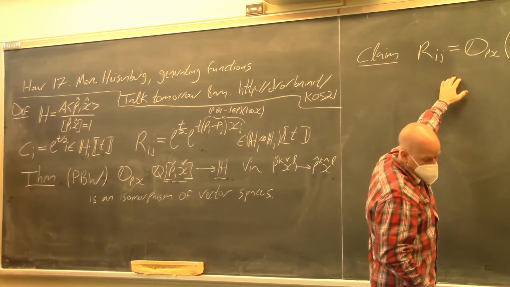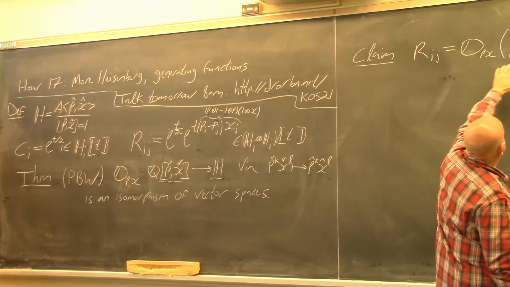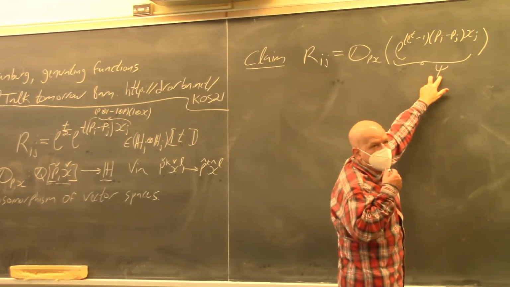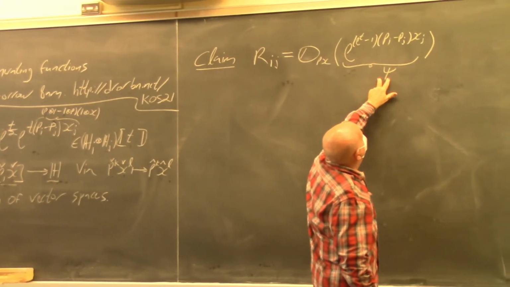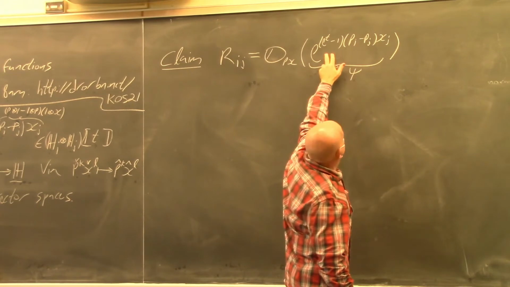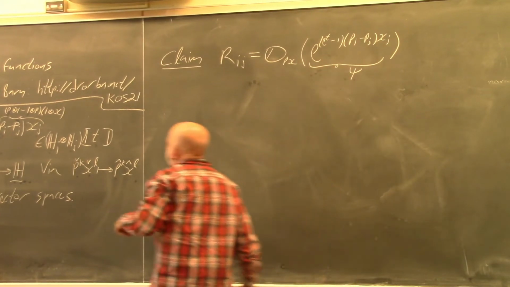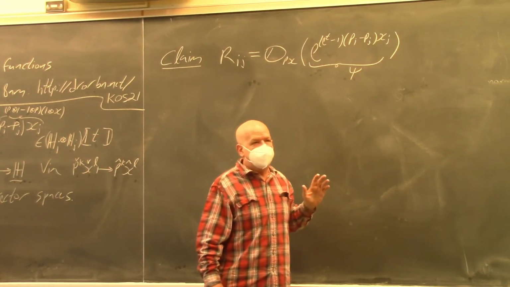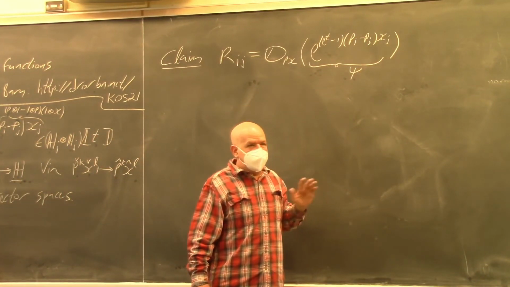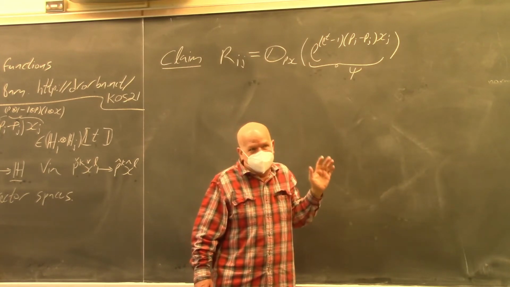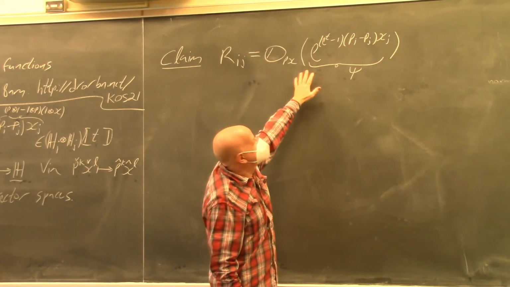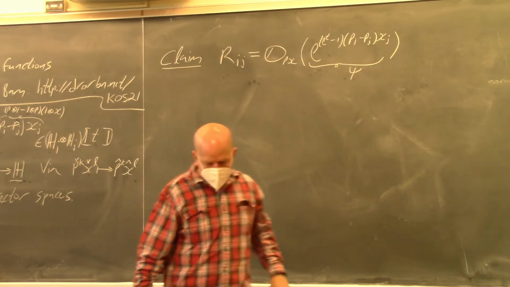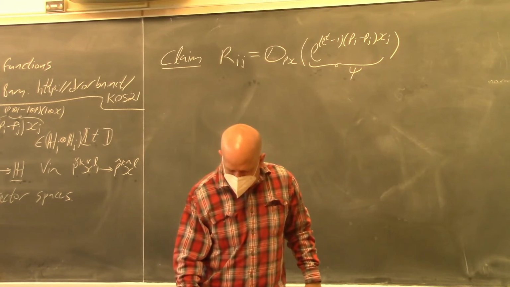So the claim is that Rij is the ordering of the function psi written here, where this is psi. And the only way psi is different from the original formula is that instead of t, you have e to the t minus 1. Okay? That's not a general fact. That just happens to be the case for this psi, for this element, Rij. So, let's prove it.